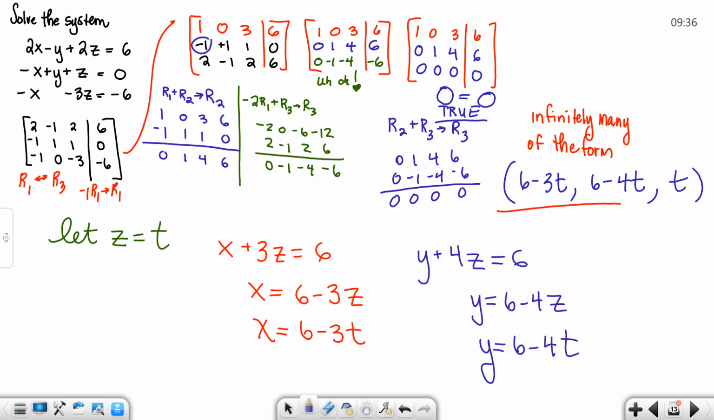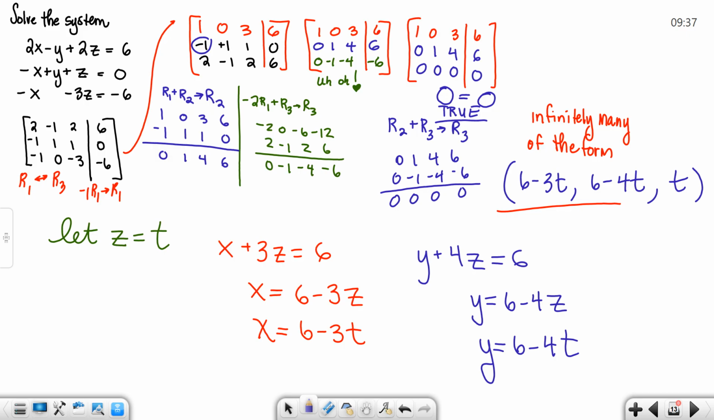Now some of you might have said, well, I chose to let x be my t. That's fine. You're going to have a different parameterization than I do, but it's still going to be correct. So let's pretend for a second that t was 0, because that's what a parameter means. It can take on any value. If t was 0, then the ordered triple 6, 6, 0 would solve this system. Let's say that t was 1. If t was 1, then 3, 2, 1 would also solve this system.